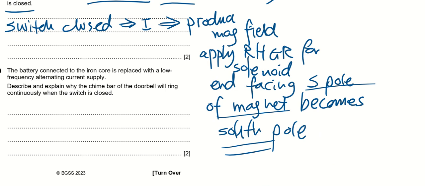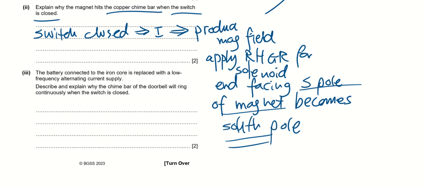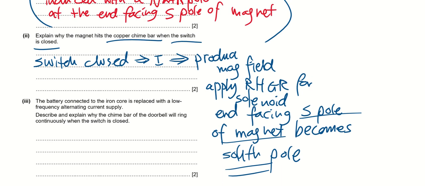That's why it will be repelled, because like poles repel. Okay? 2 marks. I know I'm expecting you all to write a lot, but now I'm just including all the concepts. So then you'll be repelled, then it will hit the copper chime bar. Okay or not?